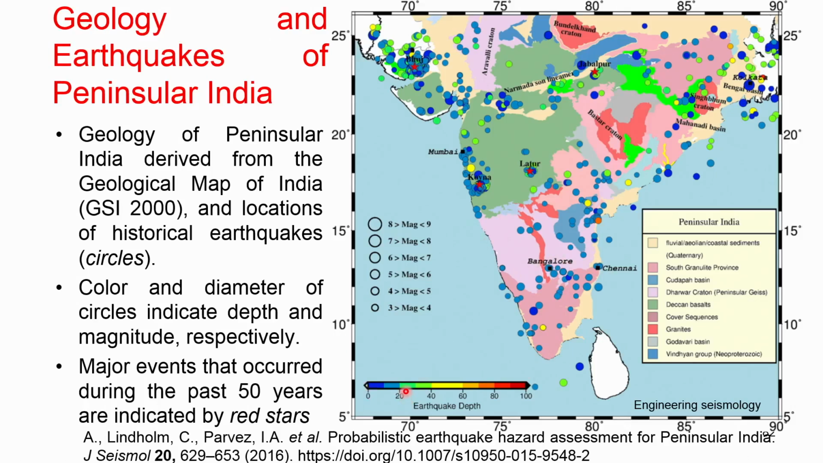This kind of shallow earthquake may cause more devastating damage than a deeper earthquake. If you go slightly higher, you can see the earthquakes are around 40 kilometer depth. Here these are all shallow earthquakes, and the major events that occurred during the last 50 years are indicated by the red stars. This is the Koyna earthquake, Latur earthquake, Jabalpur earthquake, Bhuj earthquake.